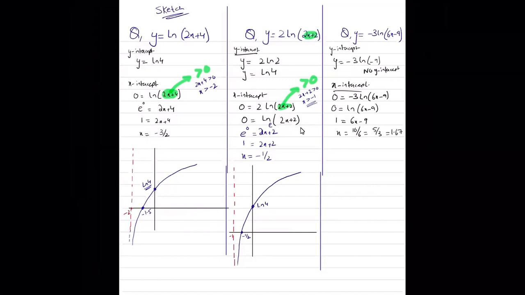Also, for which values of x is this function defined? This is going to be defined when 6x minus 9 must be greater than 0. So x must be greater than 9 upon 6, which is 3 upon 2. That is 1.5.